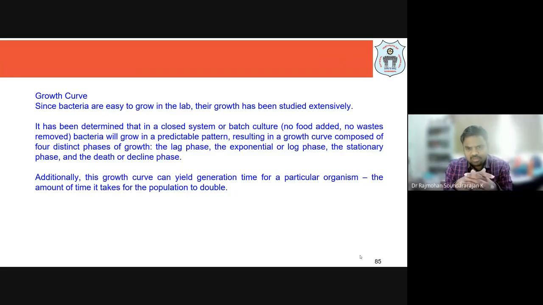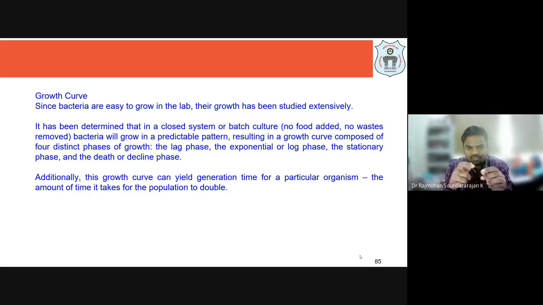Like the lag phase will be there initially, then there will be the exponential phase or log phase, then the stationary phase, and obviously because we are not adding any food or removing any waste, after a certain time there will not be any nutrient available for the bacteria to survive, so there will be a death or decline phase when there is lack of oxygen or lack of substrate or nutrient supply to the system, right?